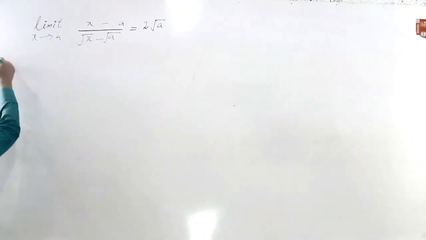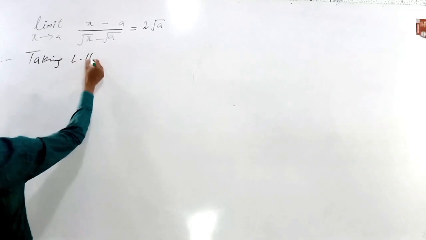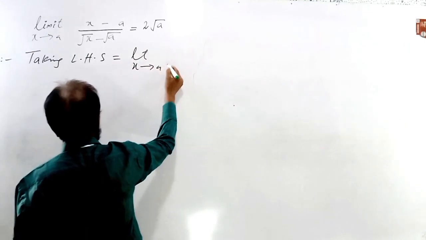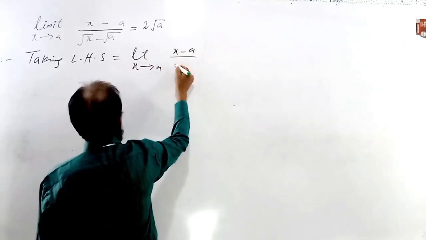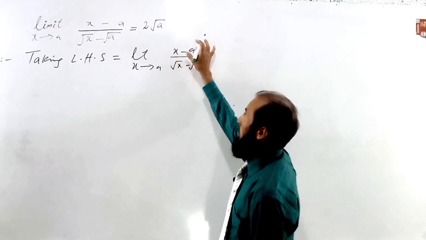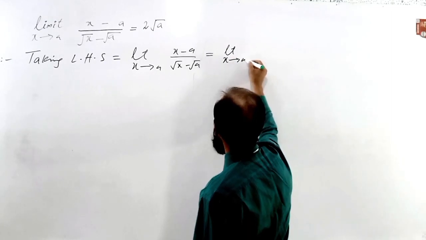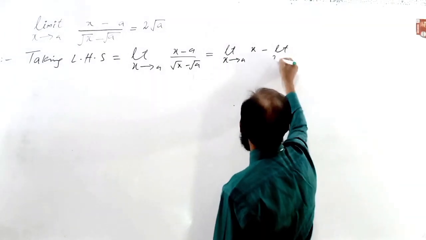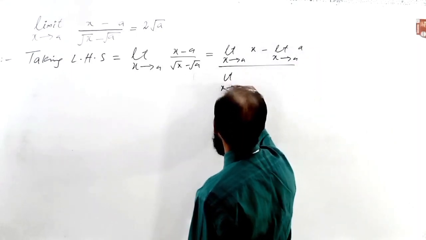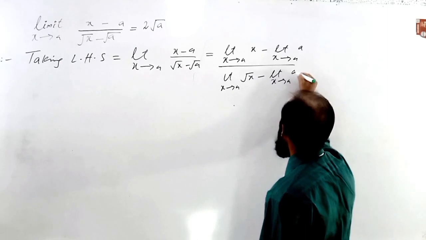Taking the left hand side: limit x tends to a, (x minus a) divided by (square root of x minus square root of a). We apply limits on both the numerator and denominator: limit x tends to a of x minus limit x tends to a of a, divided by limit x tends to a of square root of x minus limit x tends to a of square root of a.